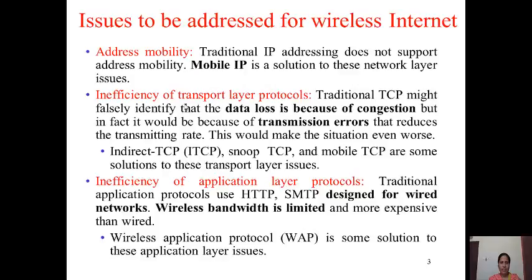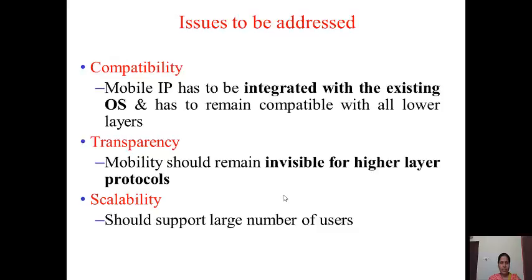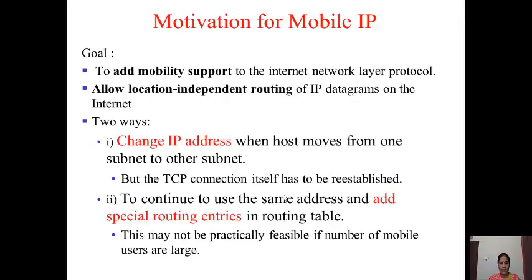Then we went to the transport layer, and we talked about the methodologies that have been proposed, like indirect TCP, Snoop TCP, mobile TCP, and so on. And finally, with respect to the application layer protocols, since bandwidth is the constraint, a protocol has been proposed, which is the wireless application protocol, which will be discussed in the next session. Right? So we again understood other issues like compatibility, transparency, and scalability.